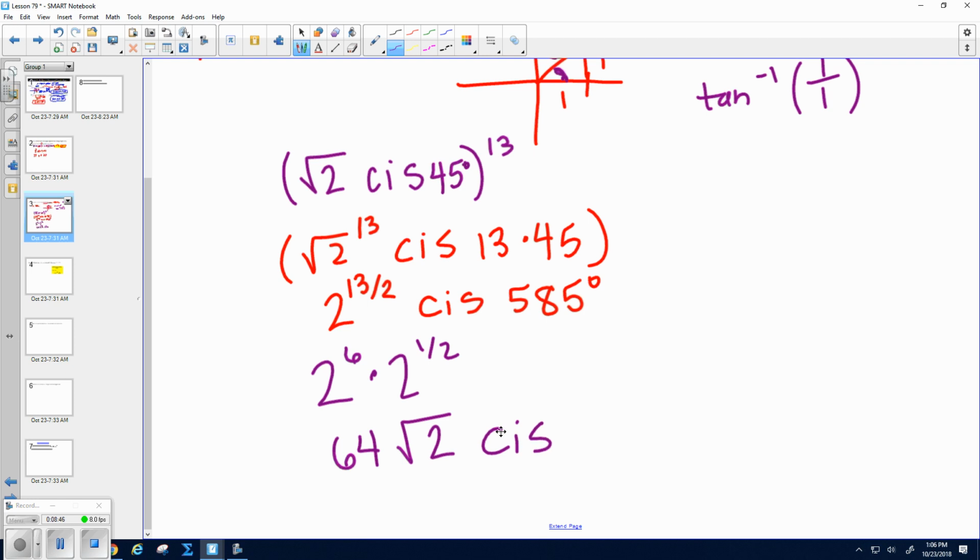However, 585 is not from 0 to 360. So what I need to do in order to put it in true polar form is subtract 360. Those angles are the same angle. So I'm going to subtract 360, and I get 225.